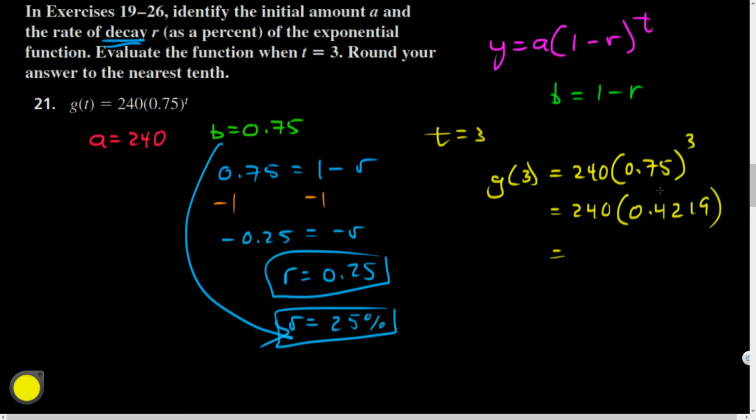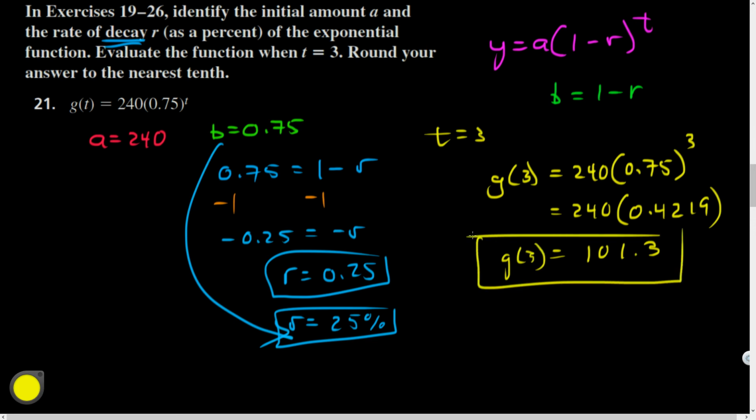What I want to point out is it's reducing by 25% each year, if these are years. 75% is remaining after each year, but after 3 years, 42% remains. That's what this intermediate calculation gives me. Now if I take that number in my calculator and multiply by 240, I get 101.25. They wanted the nearest tenth, so we'll call that 101.3. Okay, so that is a decay situation.